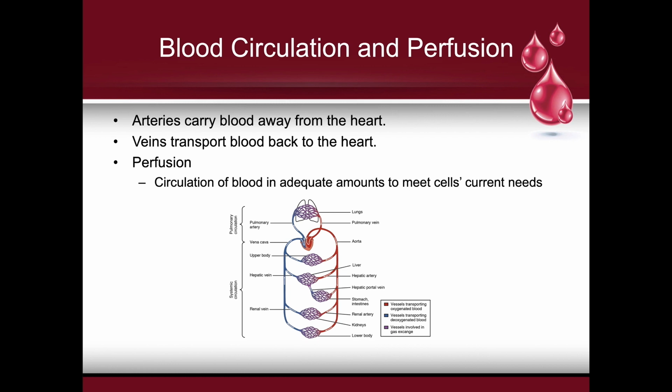And veins transport blood back to the heart. So all veins are deoxygenated except for one, if you can guess it. It is the pulmonary vein, because the pulmonary vein returns blood from the lungs to the heart. And of course, there's more than one pulmonary vein. I shouldn't say all but one, but it's easier to remember that way. Perfusion is the circulation of blood within an organ or tissue in adequate amounts to meet the cell's current needs.